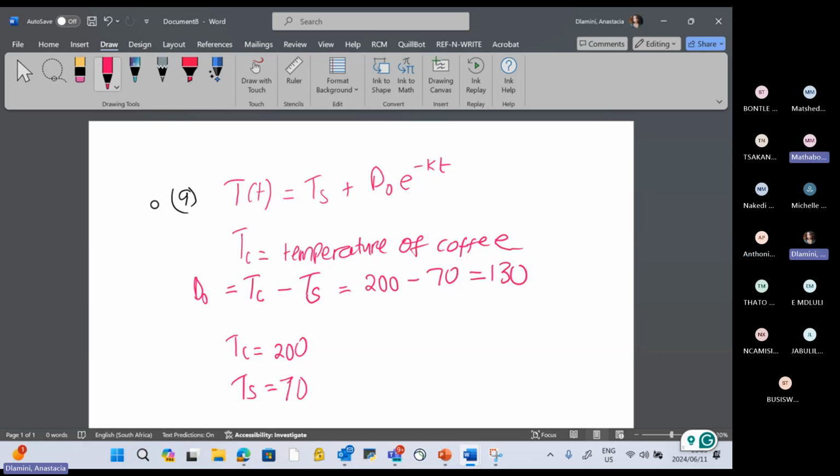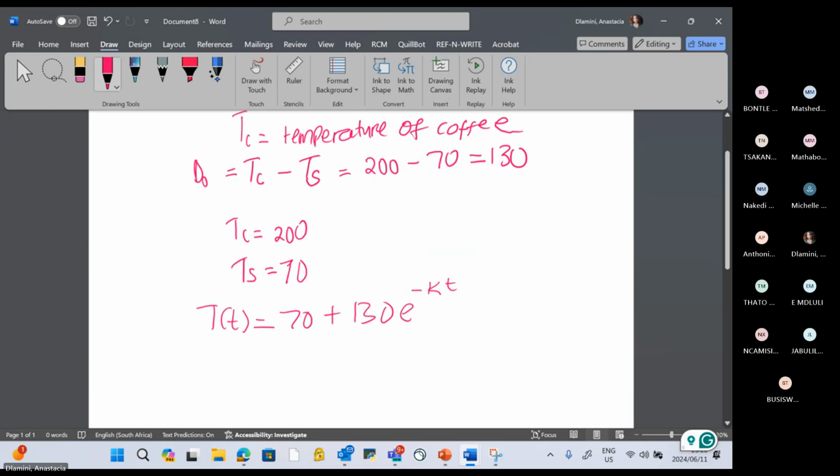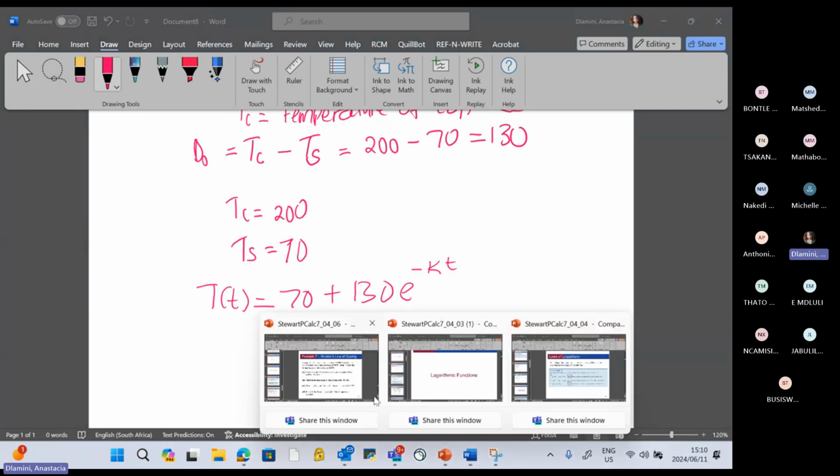Yes. So meaning we go and substitute. So then we have T of t is equal to, now we know Ts is 70, so that's 70 plus D0, which is 130, e to the power of minus K times t. Are we together there? Yes, ma'am. But we are not done. Then go back to the formula.